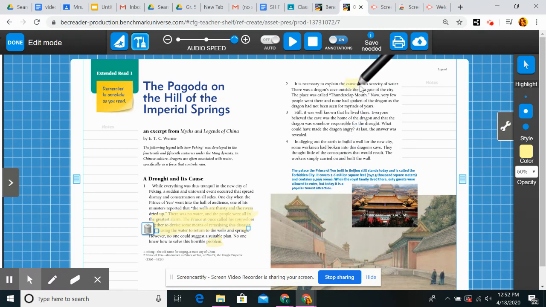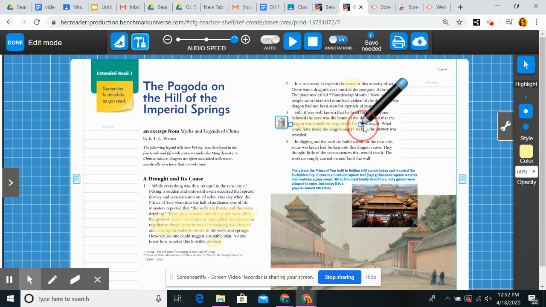Up here where it says cause, we need to dive into what was the cause of this problem. So it says, it is necessary to explain the cause of this scarcity of water. There was a dragon's cave outside the east gate of the city. The place was called Thunderclap Mountain. Now, very few people went there, and none had spoken of the dragon, as the dragon had not been seen for myriads of years. Still, it was well known that he lived there. Everyone believed the cave was the home of the dragon, and the dragon was somehow responsible for the drought.